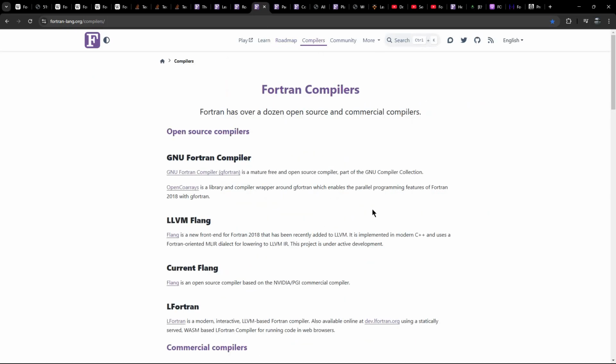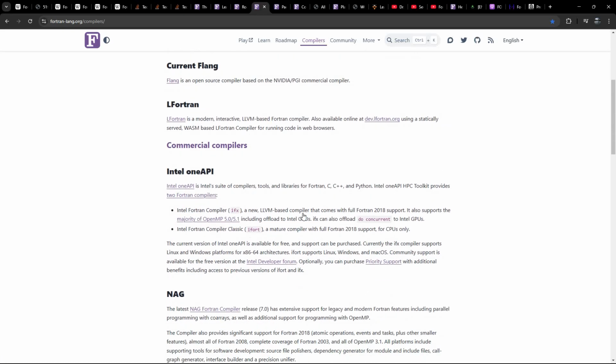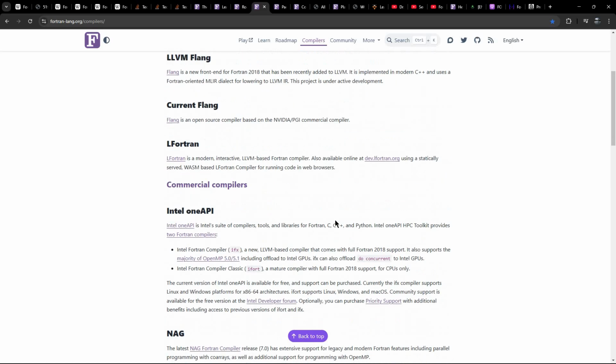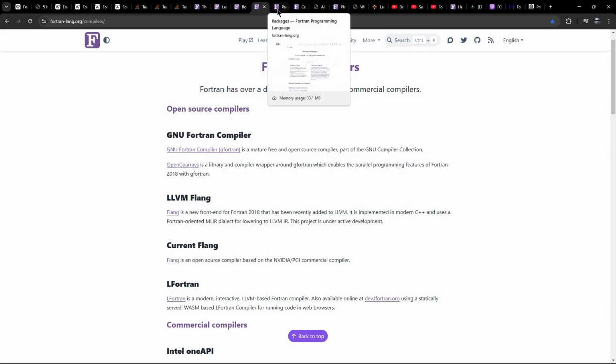A nice page about Fortran compilers. This is the one that I downloaded, I think, but there are other ones you can choose from, along with some commercial ones as well. So it starts off with the open source ones, which is invariably what I end up using. That's an LLVM based compiler. But yeah, GNU Fortran is the one that I use.